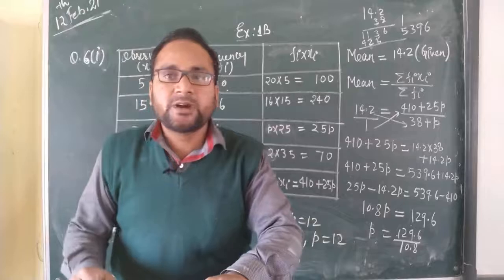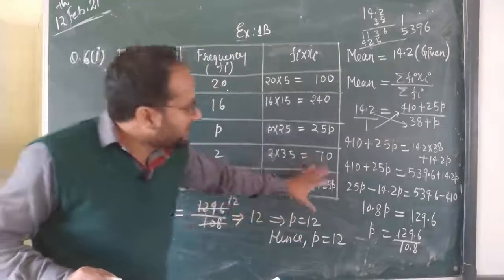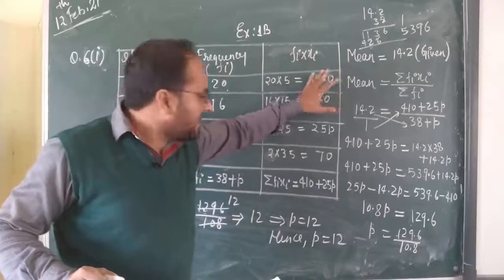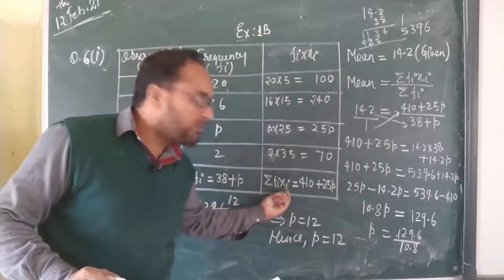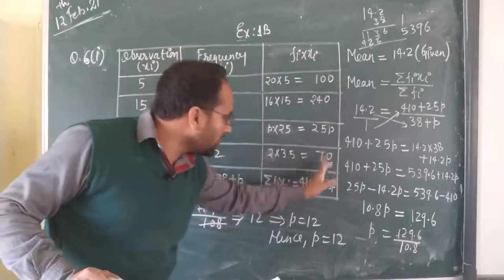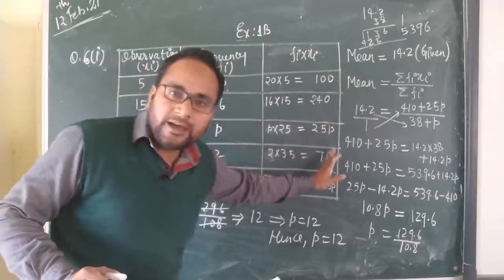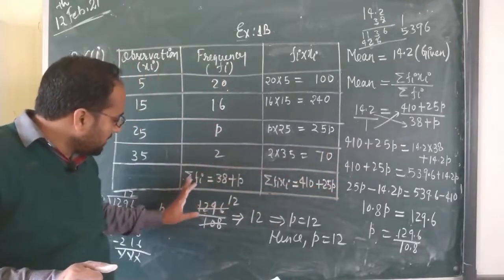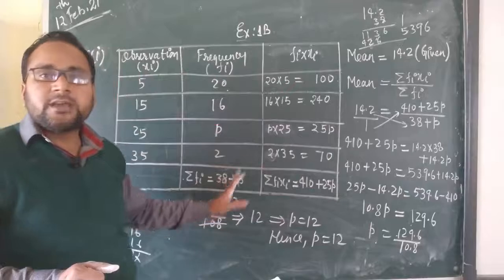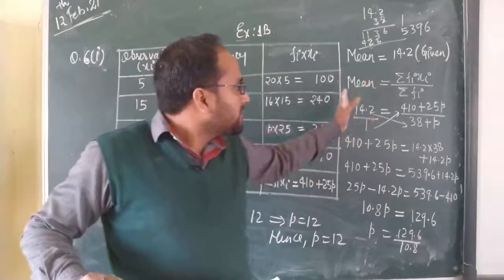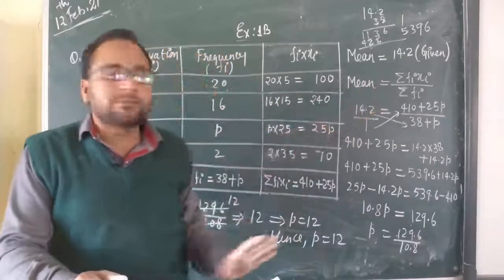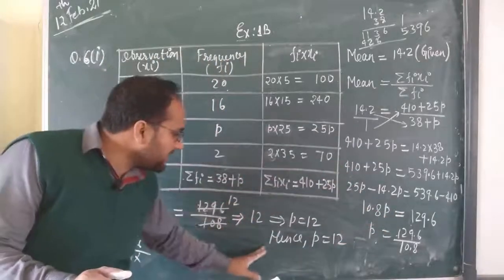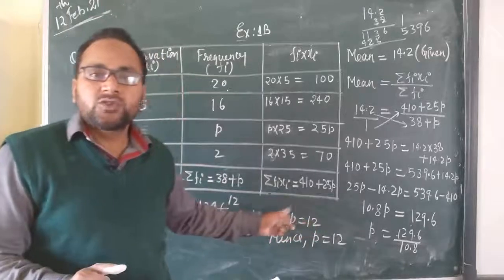Okay, so the first part I have done. It's a little bit lengthy, students. First you find fi xi, the product of the frequency and observation, and then you add it. Then you find the sum of all the frequencies, and the mean is given as 14.2. So mean is equal to sigma fi xi upon sigma fi. With the use of this formula, you can find the unknown quantity, and that is 12.